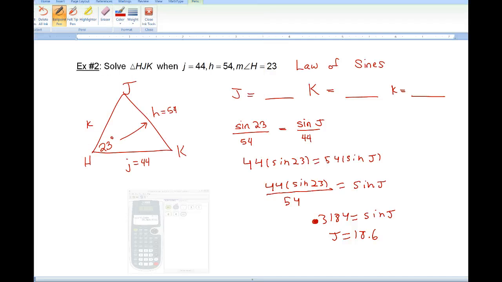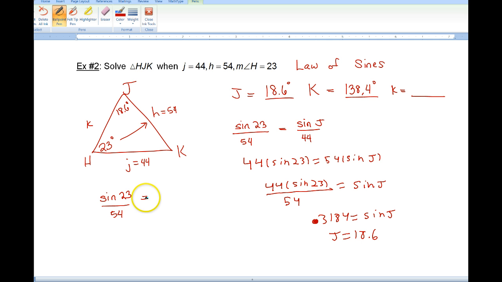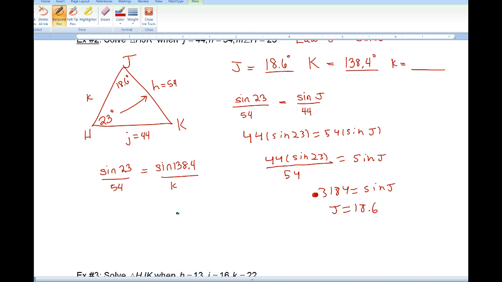Okay, so we got J is 18.6. What's that mean? 138.4. Okay, so now we can do sine of 23 over 54 equals the sine of 138.4 over little k. Does somebody want to do that? Yeah, can I do it?